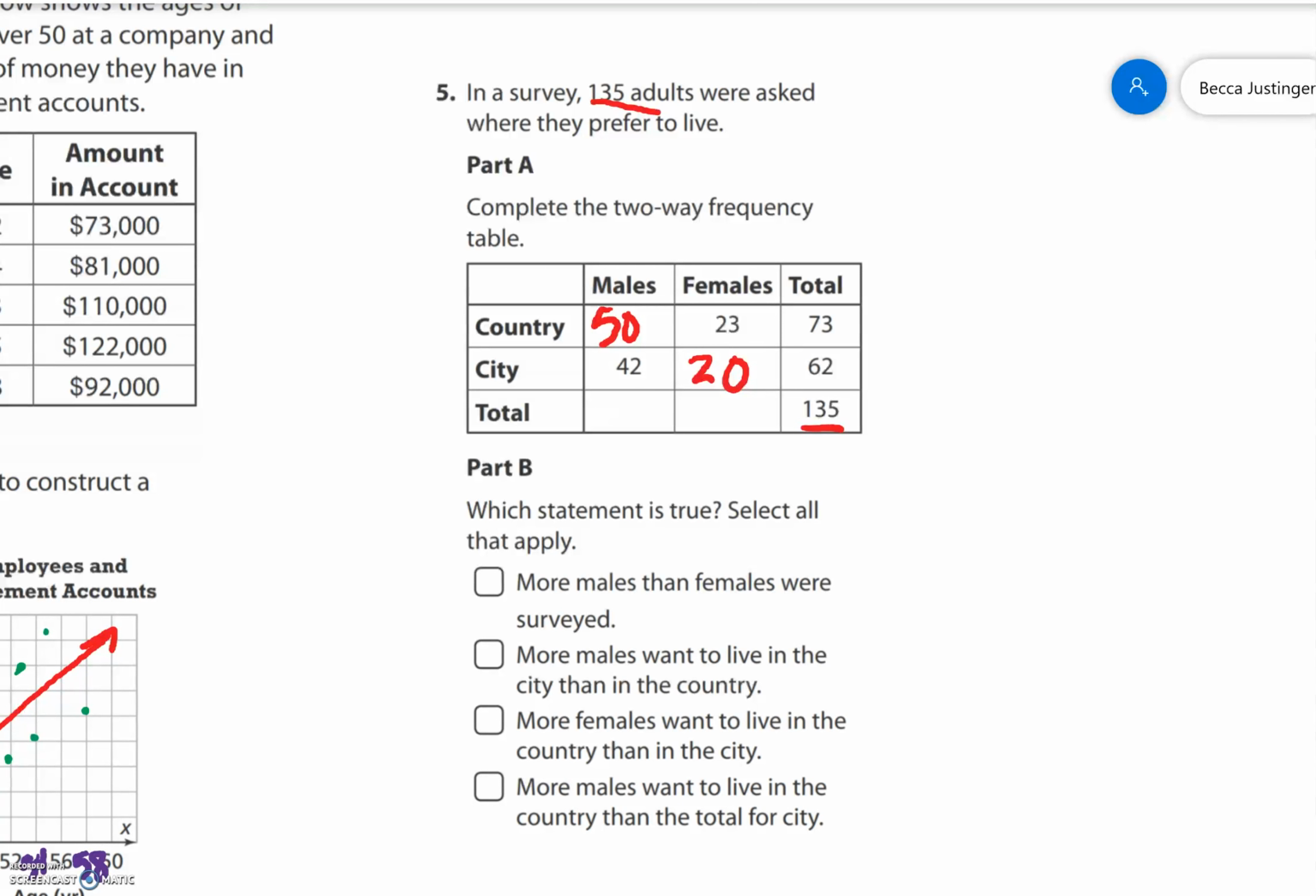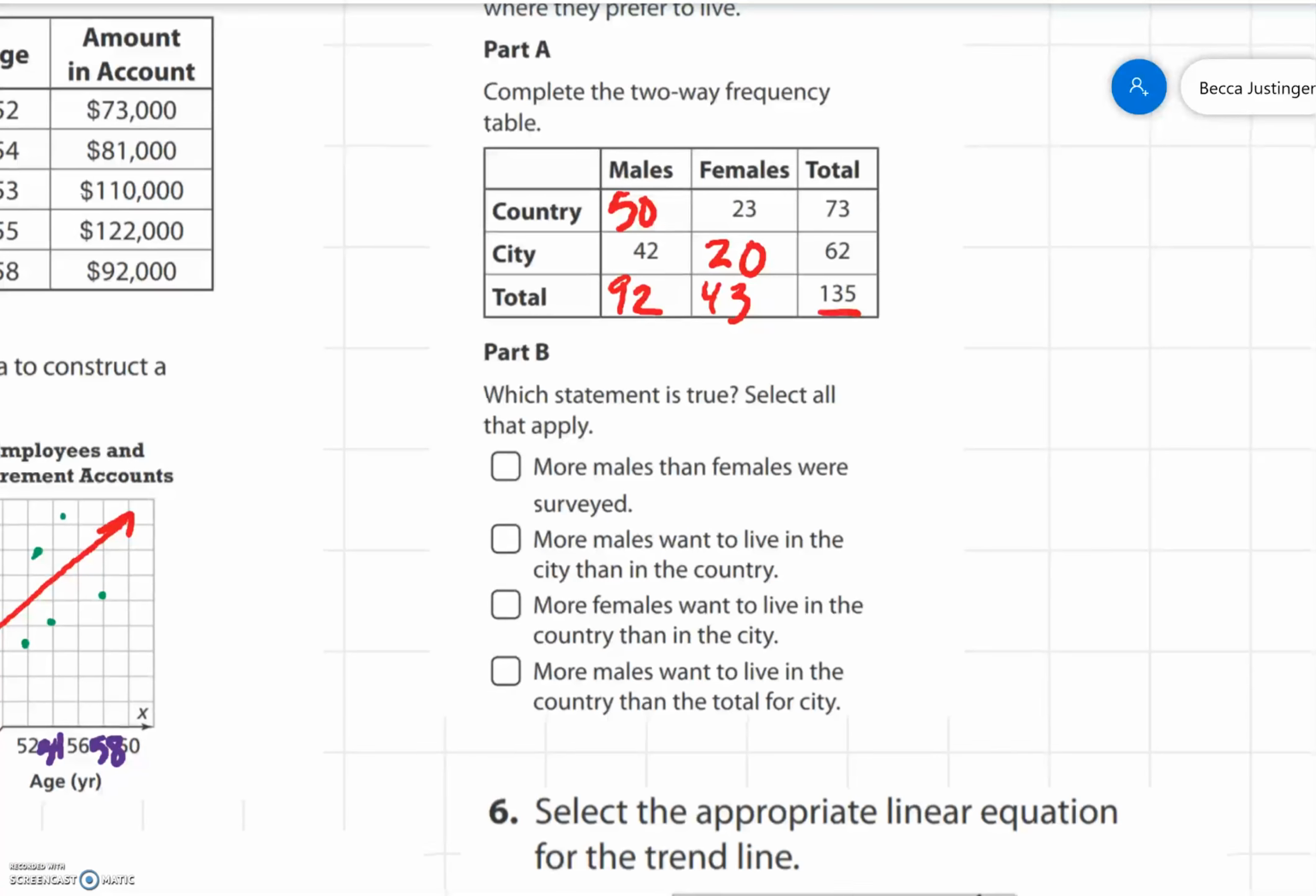Now we can add the males who want to live in the country and the males who want to live in the city. That's 92. Tells me there's 92 total males. Adding up the females, 23 plus 20 is 43. So there's a total of 43 females.